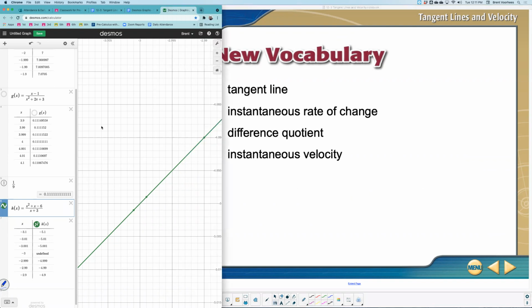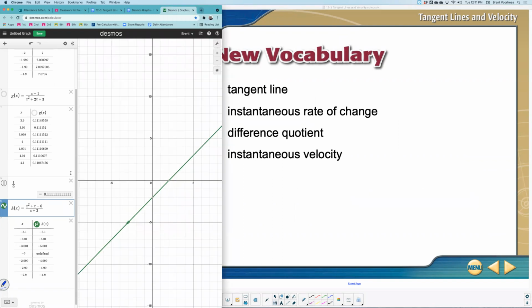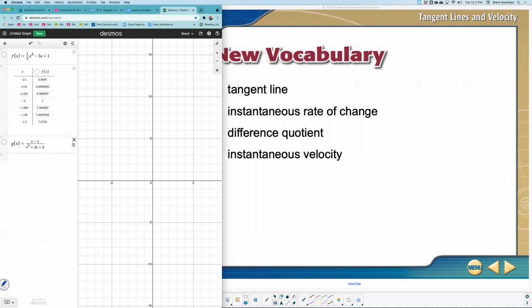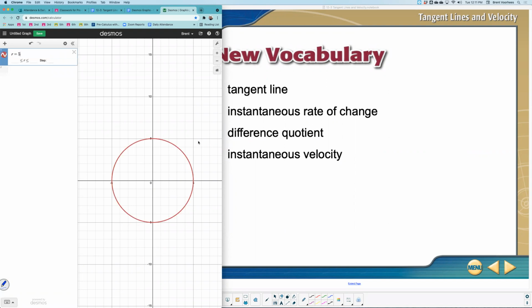It's kind of like this idea that if you had a shape, let me just clear these out of here, such as a circle, let me use a circle real quick. We'll just say the circle has a radius of 5. A tangent line is a line that touches another object at exactly one point and then goes off. So it doesn't cut through it.